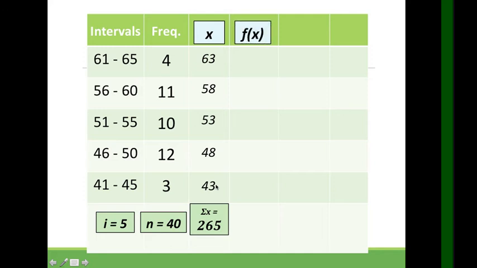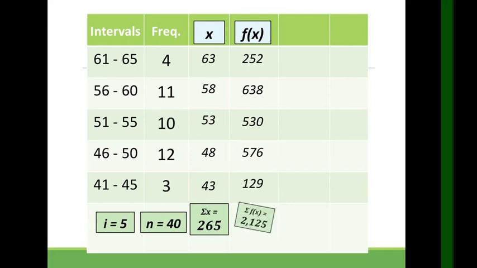Just add 63, 58, 53, 48, and 43. For the f of x, our next part is f of x. What is the meaning of f of x? Frequency times x. Multiply the two. So it means 4 times 63 is 252. 11 times 58 is 638. 10 times 53 is 530. 12 times 48 is 576, and 3 times 43 is 129. Get the total, the summation of f of x, and you will get 2,125.